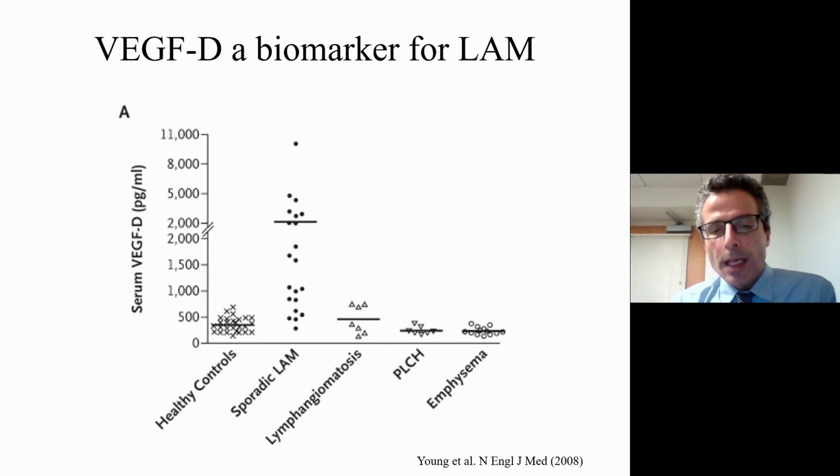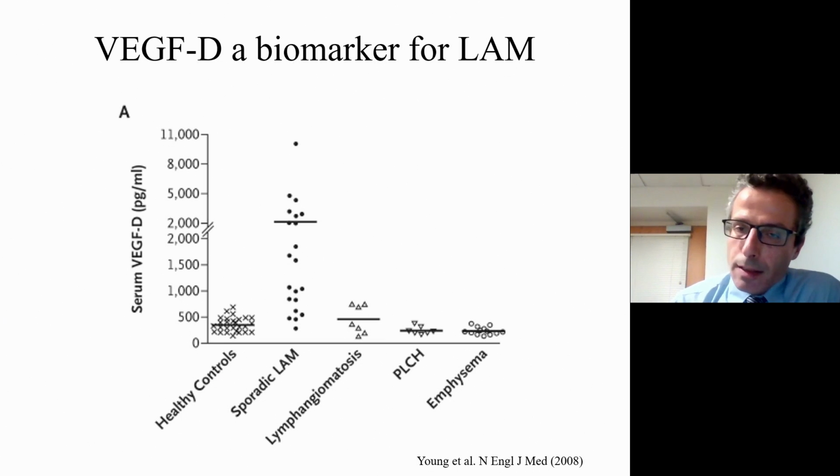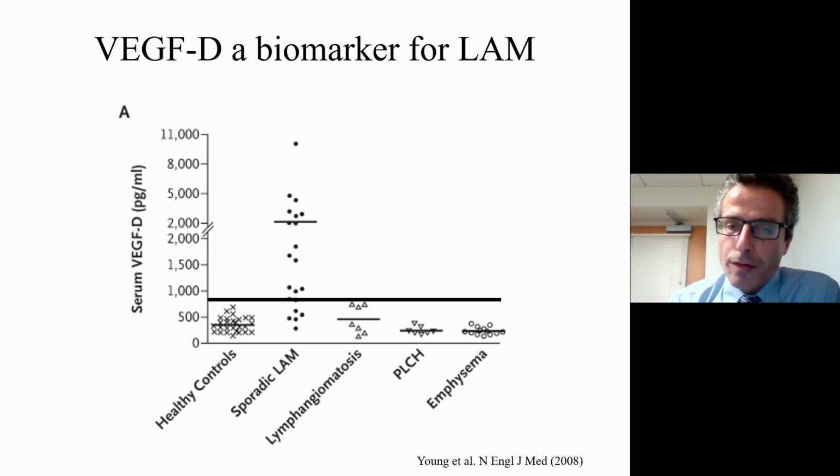So LAM is also one of the rare lung diseases that we actually have a biomarker for. There's a blood test that allows you to diagnose LAM. Vascular endothelial growth factor D, VEGF-D, not just VEGF, which is VEGF-A, is diagnostic of LAM if the levels are above 800 picogram per ml. So if you have a woman with cystic lung disease and a VEGF-D level higher than 800 picogram per ml, then this is diagnostic of LAM.